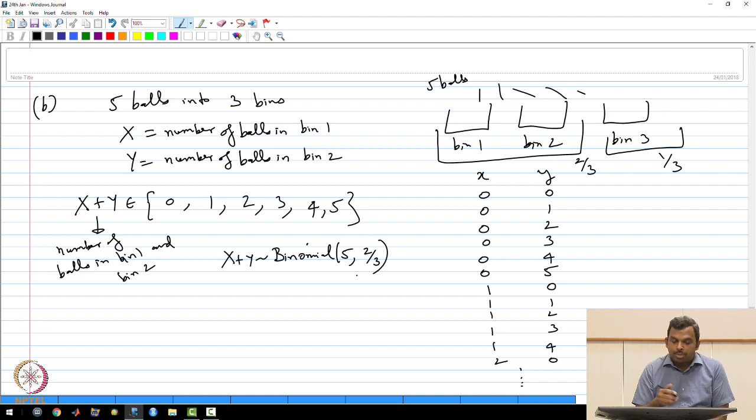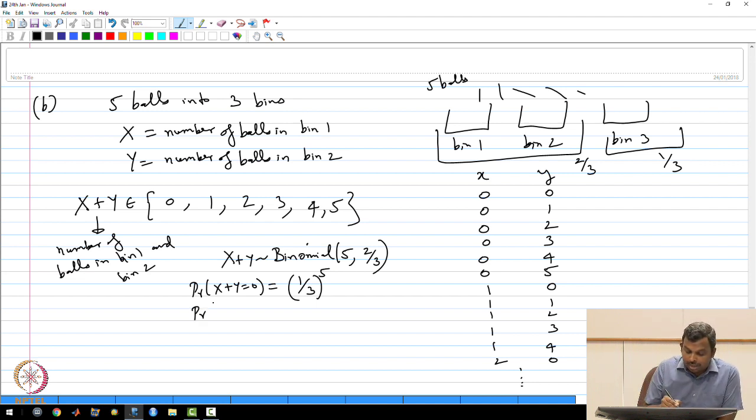So you can compute probabilities quite easily. What's the probability that x plus y is 0? No ball lands in bin 1 or bin 2. So that's going to be 1 by 3 power 5. That's the binomial calculation here. What's the probability that x plus y is 5? All the balls land here. So that's going to be 2 by 3 power 5.